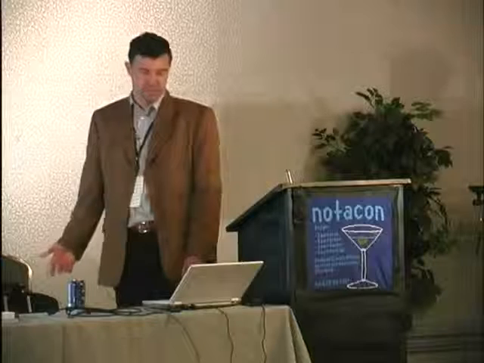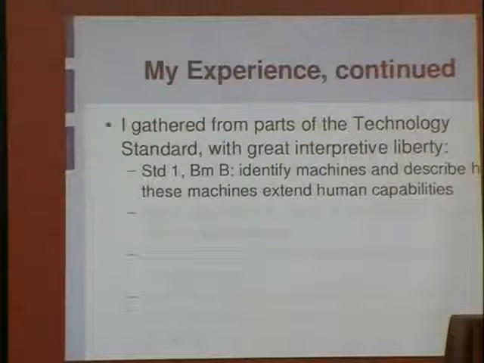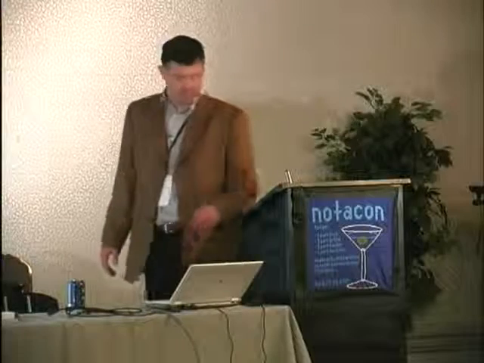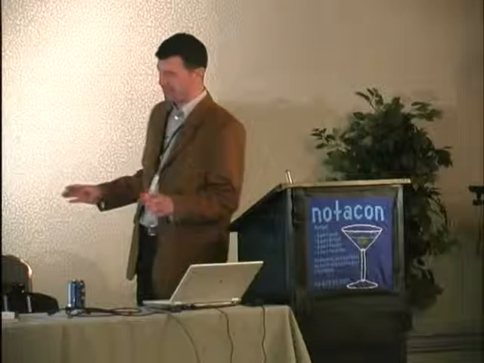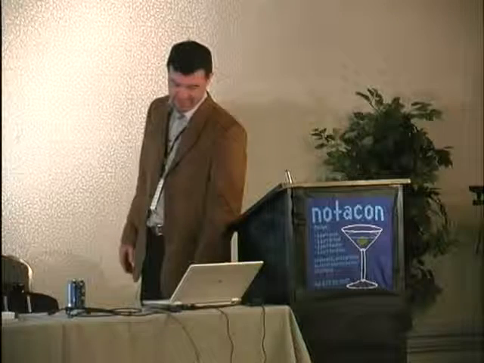So I gathered from the different parts of the technology standard with great interpretive liberty. I took this one: identify machines and describe how these machines extend human capabilities. I figured, well, what the heck? I guess algorithms are machines in a way, in an abstract way. Solve a problem using iterative discovery. I stretched this to convey debugging for the most part. I thought this was the closest thing to debugging I could find.